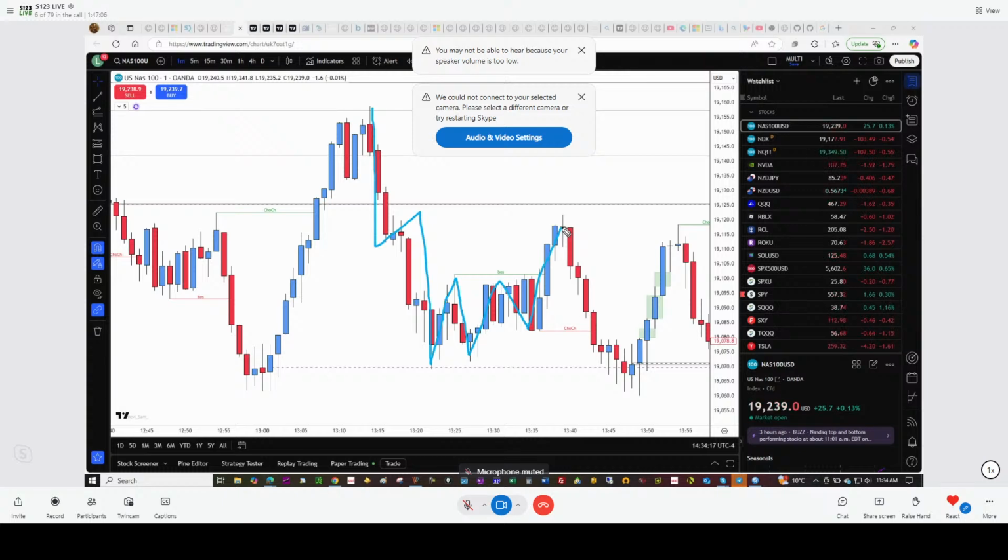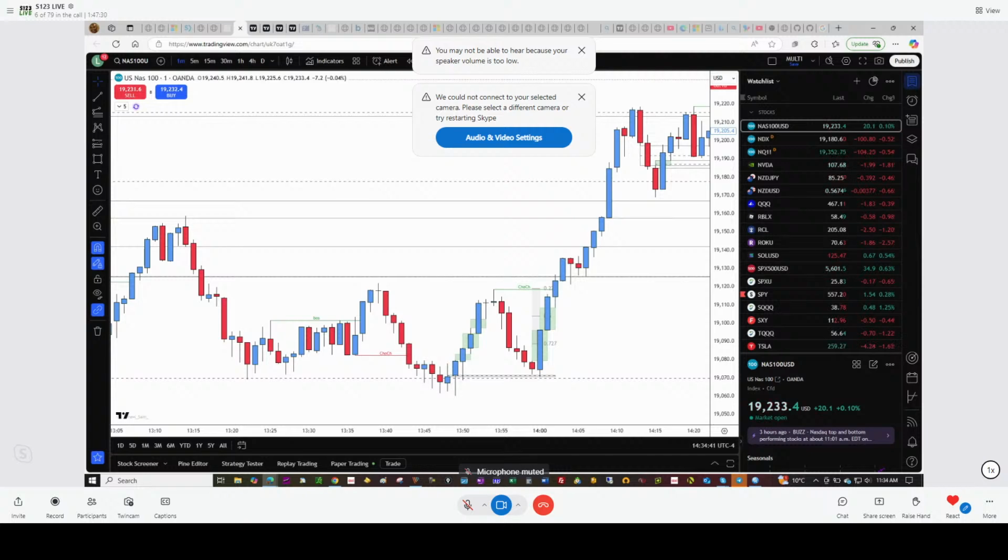This is on the NAS. So I was expecting them to come down and take out the lows. And so I jumped in up here and caught this move down. And then after that move down, I'm expecting them to come back up and create a 1, 2, 3 to take us back up. So that was the plan of attack. And they came down and they created the 1, 2, 3. That's a nice one.